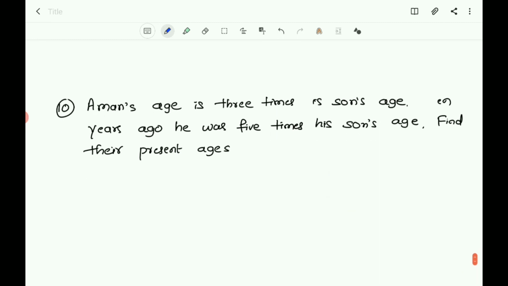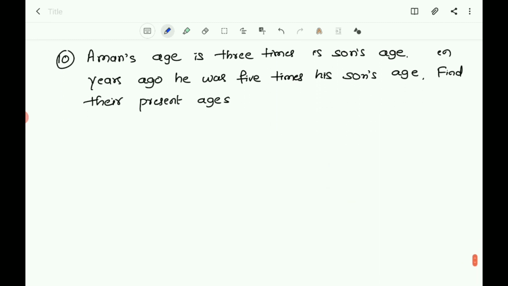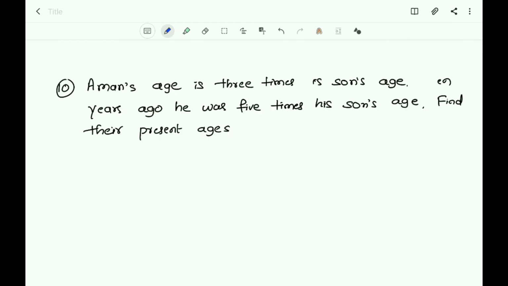What is that question? Aman's age is 3 times his son's age. 10 years ago he was 5 times his son's age. Find their present ages. So here you take the age of Aman's son as x.